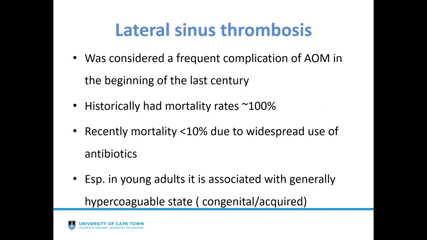So basically, that's that about the types of head and neck abscesses that are otogenic. And now we'll go on to lateral sinus thrombosis. Lateral sinus thrombosis was considered a frequent complication of acute otitis media in the beginning of the last century, in the pre-antibiotic era. Historically, you note that lateral sinus thrombosis had mortality rates up to 100%.